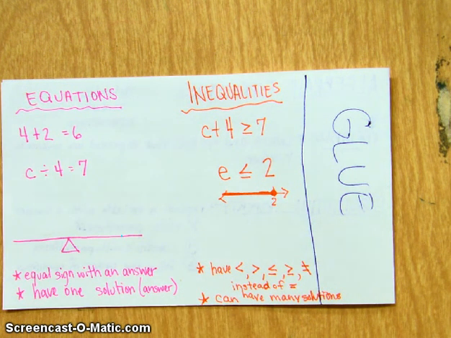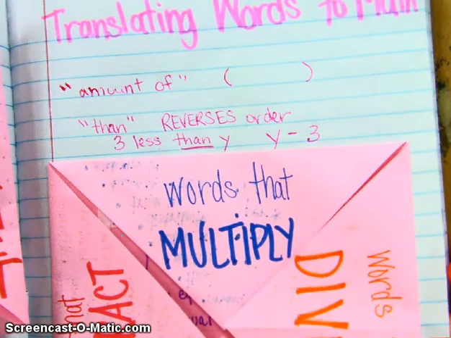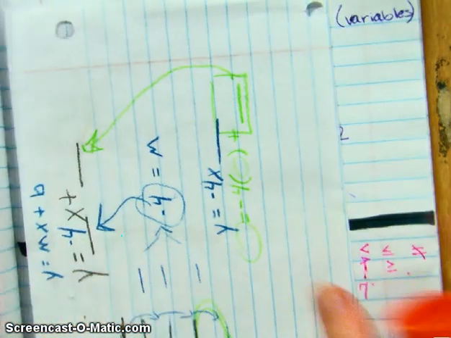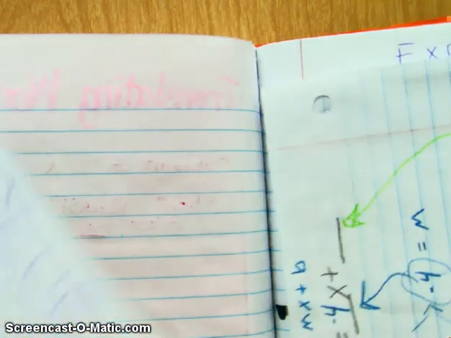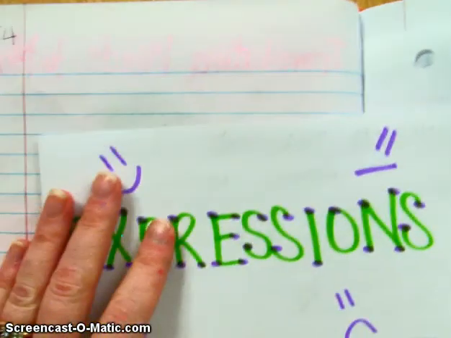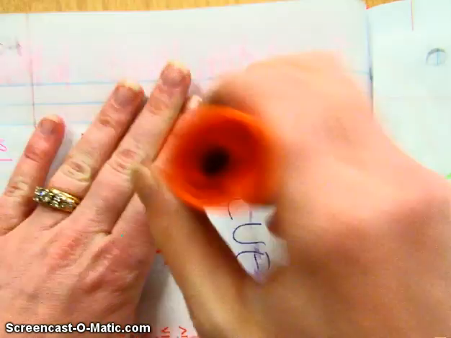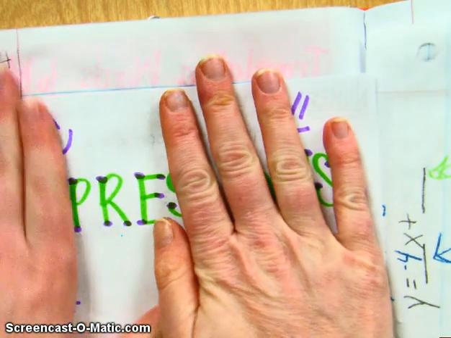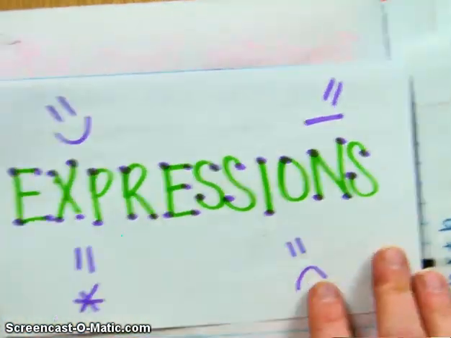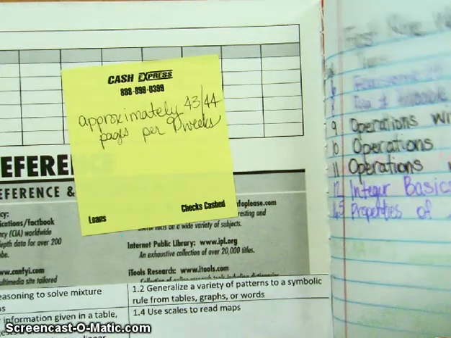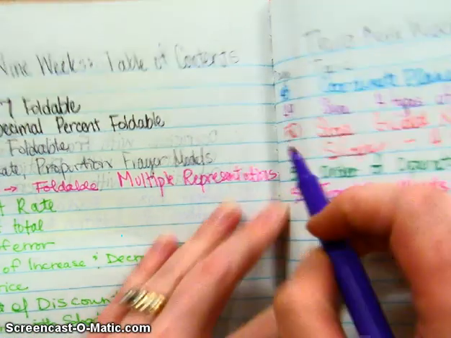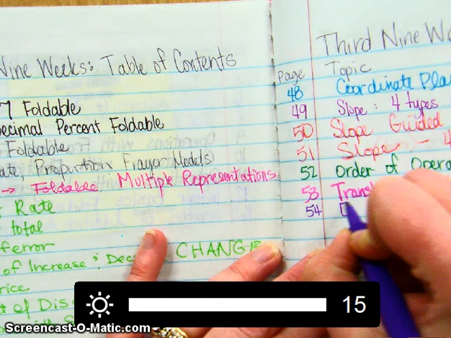Now what you're going to do with that is you're going to take your journal. So this was the last foldable we did, translating words to math. Turn the page. And this is going to go on the next empty page in your journal. And then make sure you go up to the front, your table of contents. Page 54 is our expressions foldable.